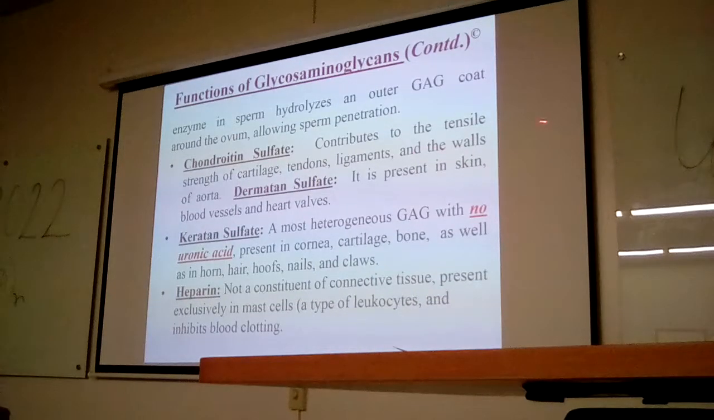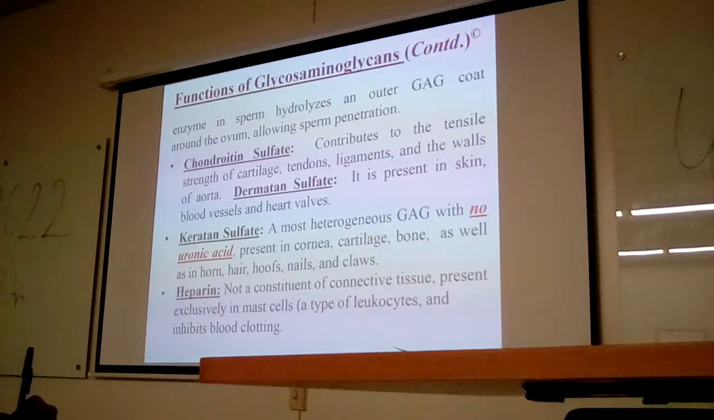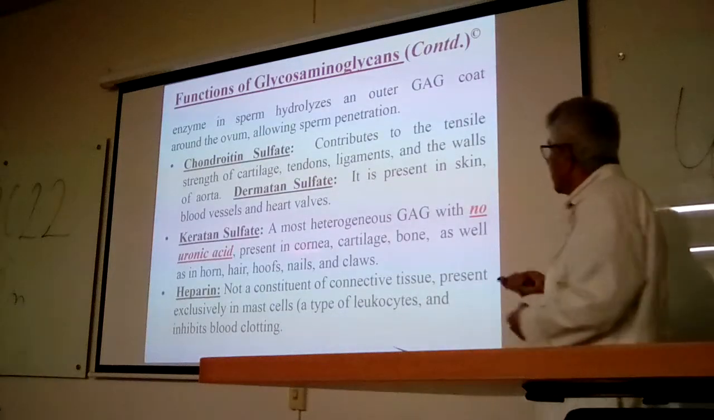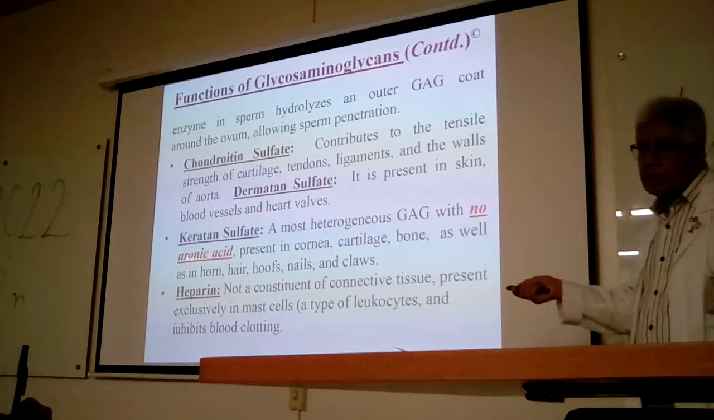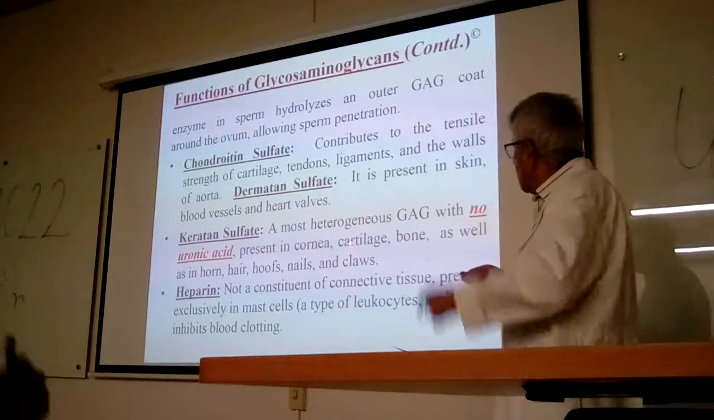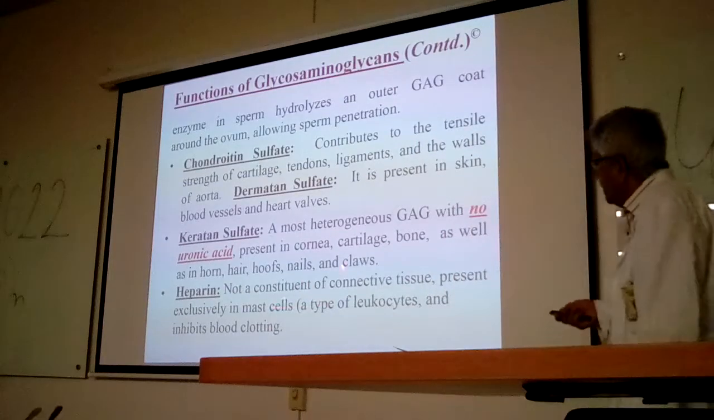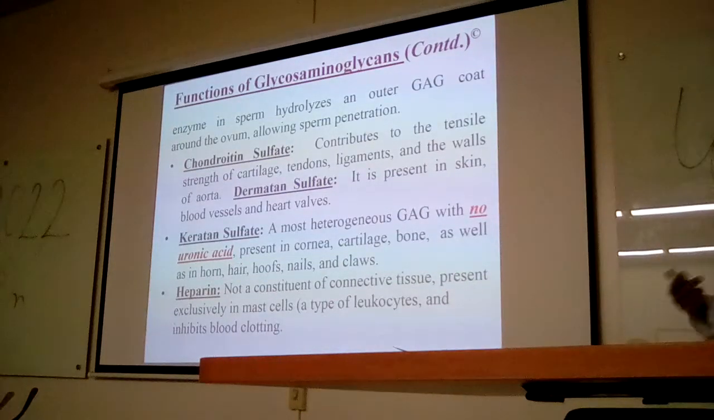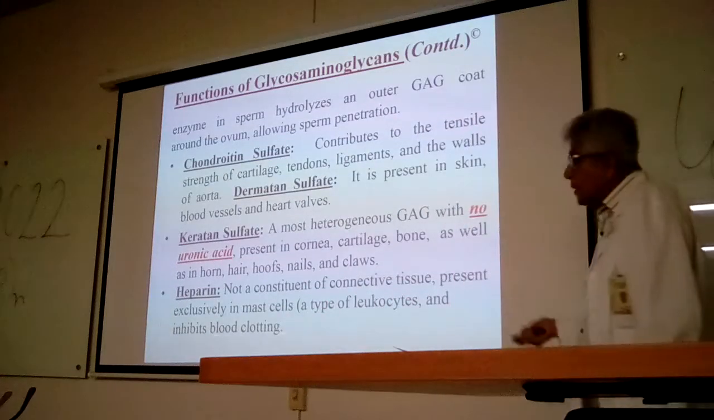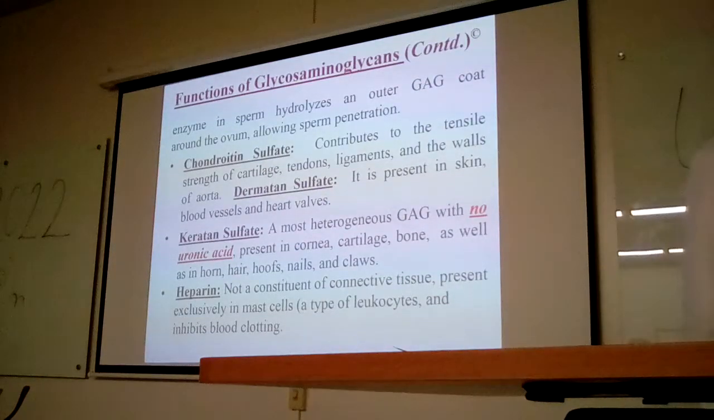Okay, the other one is chondroitin sulfate. It has similar properties, and it gives strength to cartilage, tendon, ligaments, and the valves of the aorta. That's where they are present. Keratan sulfate is the most heterogeneous GAG, with no uronic acid. It has a hexosamine and a hexose. It's present in the cornea, cartilage, bone, as well as hair, horn, hooves, nails, and claws. All right. And heparin, which is not a constituent of connective tissue, is present in the mast cells and a type of leukocytes and inhibits the blood clotting process. So that's the normal or natural anticoagulant. People use it, but at the same time it's very expensive, so they come up with different types of molecules that are a lot cheaper.